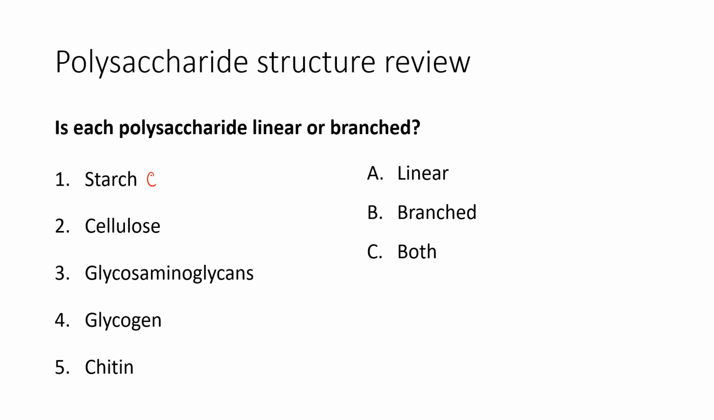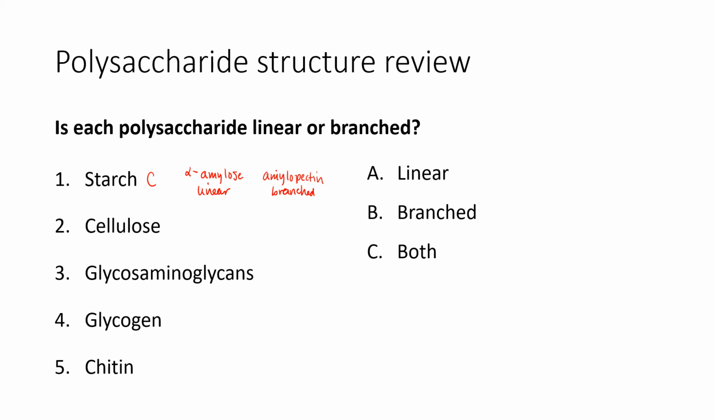The alpha amylose is linear and the amylopectin is branched. Excellent. Yeah, so we have alpha amylose, which is linear, and amylopectin, which is branched. So starch as a whole can be either, but amylose is linear and amylopectin is branched.